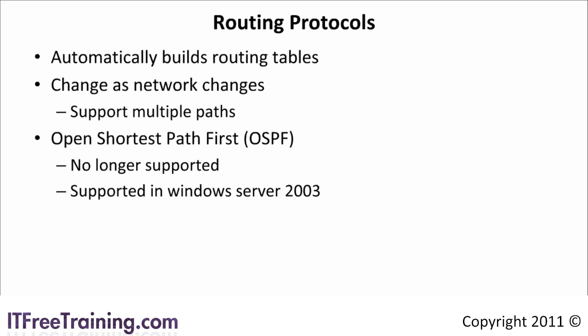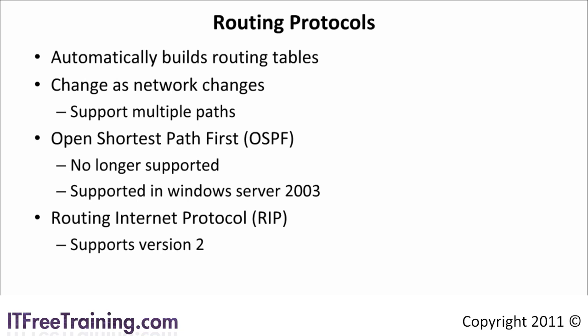The next, and in fact only, routing protocol supported in Windows Server 2008 is Routing Information Protocol, or RIP. RIP has been around since 1988, and since that time it has been improved upon. Windows Server 2008 supports version 2 of the RIP protocol. This is the latest version of the RIP protocol for IP version 4.